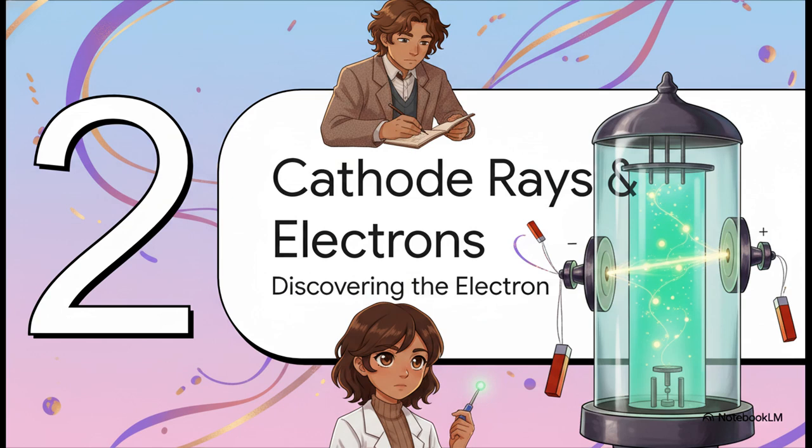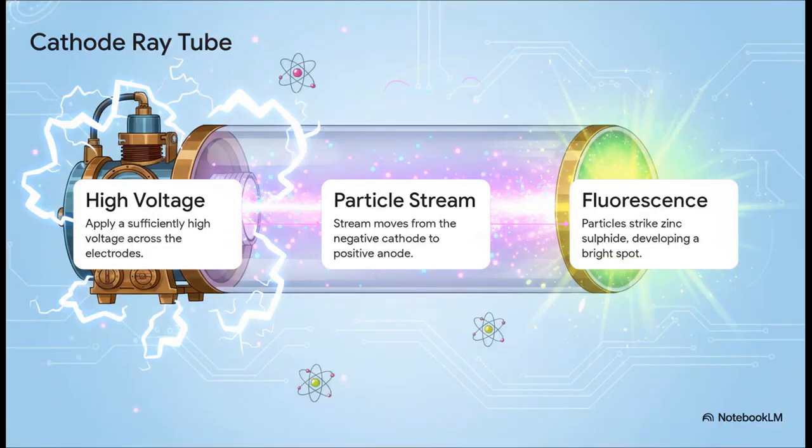Section 2. Cathode rays and electrons. To solve that static electricity mystery, scientists in the 1850s started experimenting with electrical discharge in partially evacuated glass tubes. Early hints actually came from Michael Faraday's laws of electrolysis. But in the 1850s, scientists began using cathode ray discharge tubes. Now, what's really interesting here is how surprisingly simple this setup was. Literally just a glass tube, 2 thin metal electrodes, and some evacuated gas.